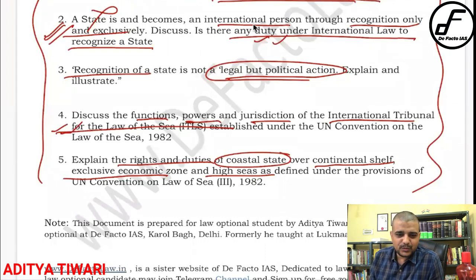The state is recognized automatically, whereas government is recognized by the other states. That is also very, very true. How many marks? I have told you every answer you write is for 20 marks, around 2 to 2.5 pages.